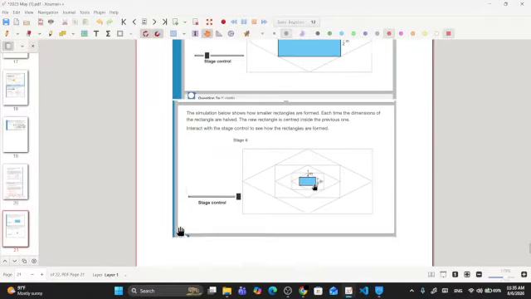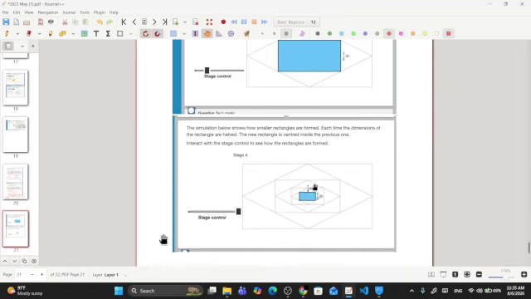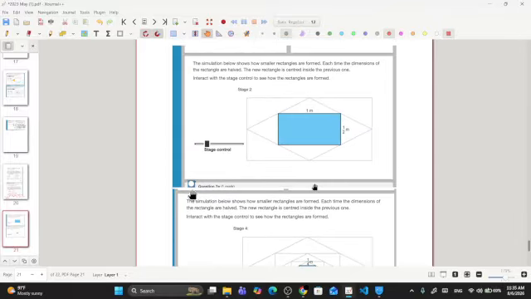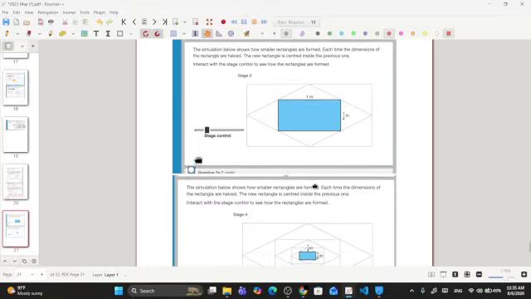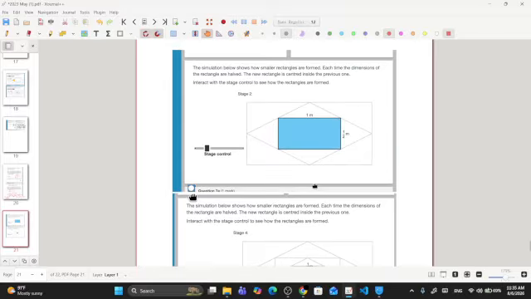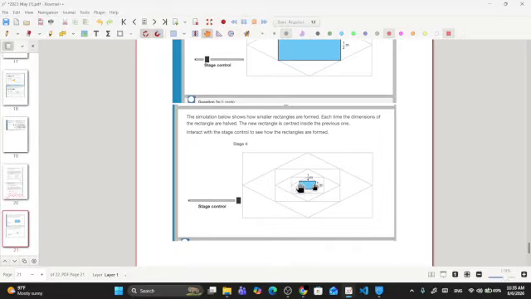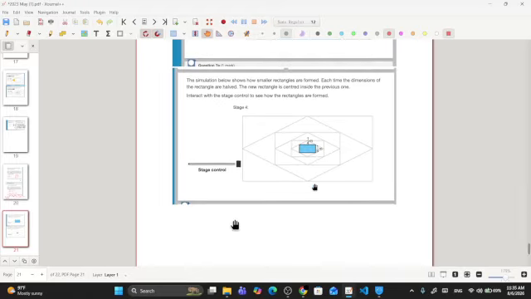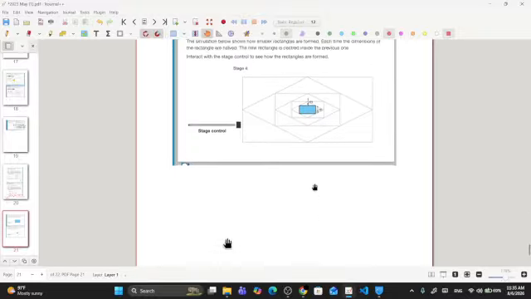Moving to part E, we are being told that the simulation below shows how smaller rectangles are formed. Each time the dimensions of the rectangle are halved, the new rectangle is centered inside the previous one. So we can see that, right? Interact with each stage to see how the rectangles are formed. So have a look at this stage. If the value of the length is 1 meter, the value of the width is half of it. If this is 1 over 4 meter, the width is 1 over 8 of it. So basically, it's being halved. So there is a pattern being followed.